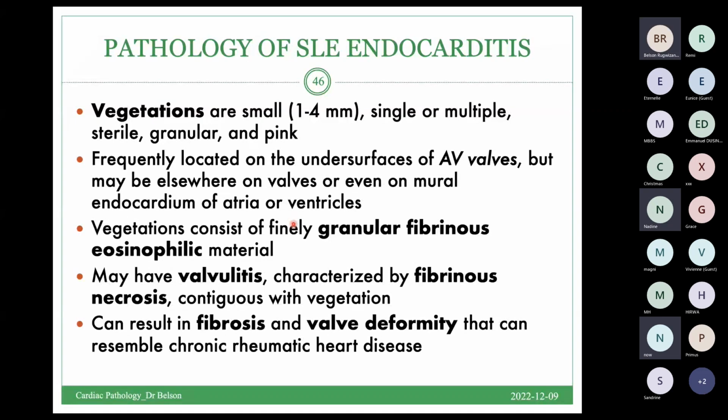So the vegetations are small. There is granular fibrinous eosinophilic material. Valvulitis means the inflammation of the valves with fibrinous necrosis. Also, fibrosis can happen if the inflammation has been there for a long time, and this will cause valve deformity.